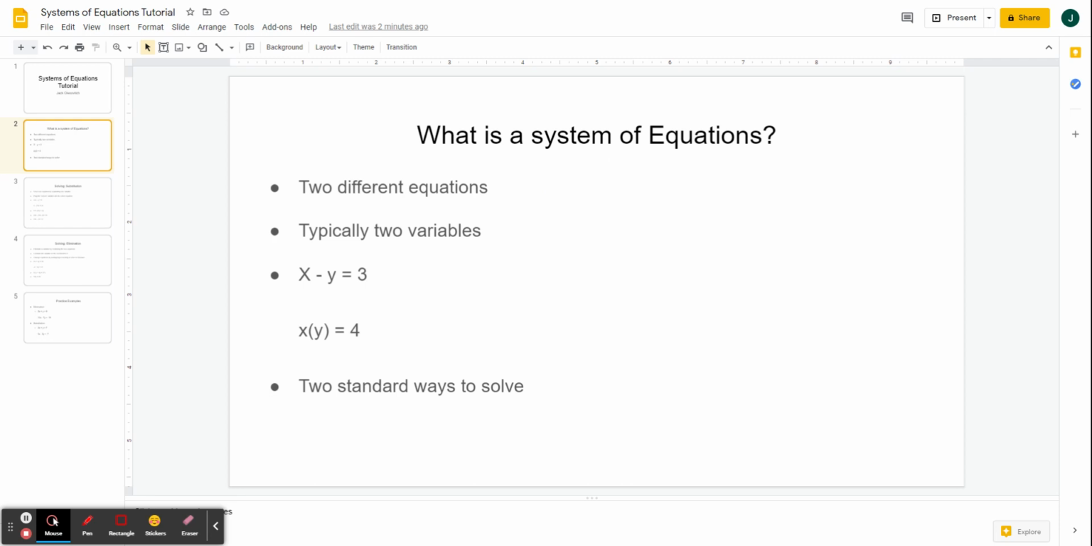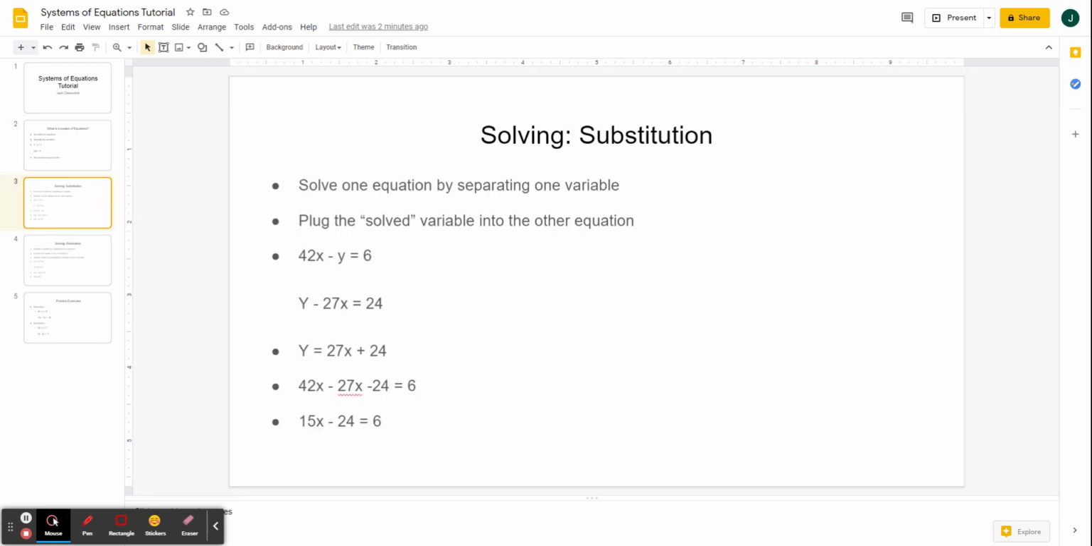This is a quick example of a system of equations. We'll have one expression, x minus y equals 3, and another expression, x times y equals 4. And to solve it, there are two standard ways that most algebra teachers are going to teach. The first one is called substitution.